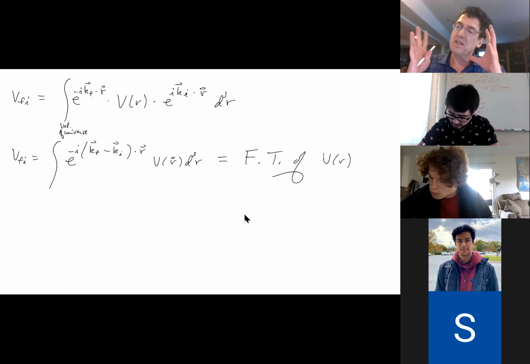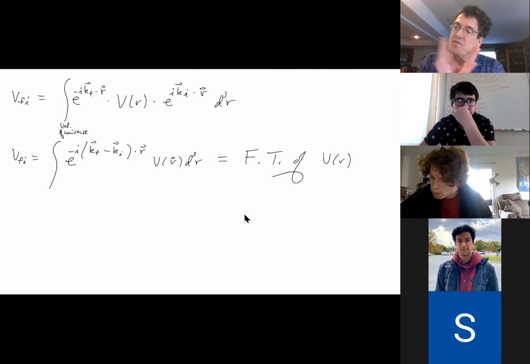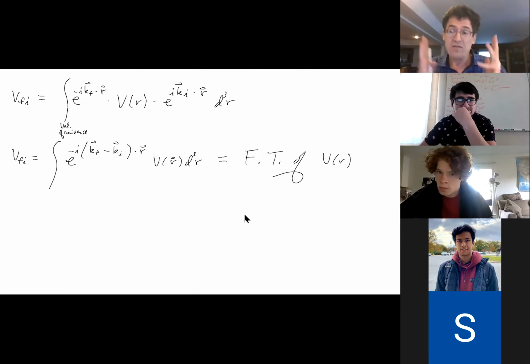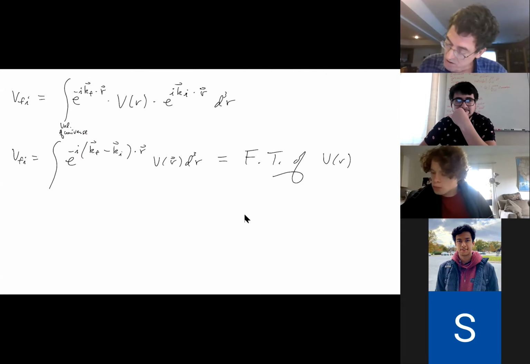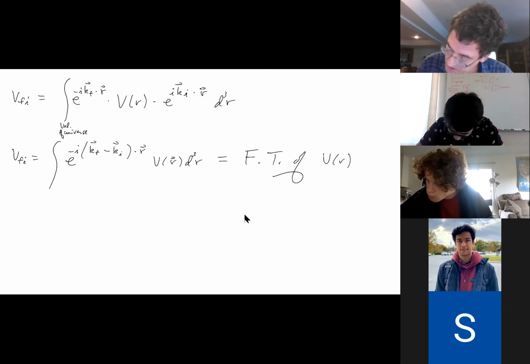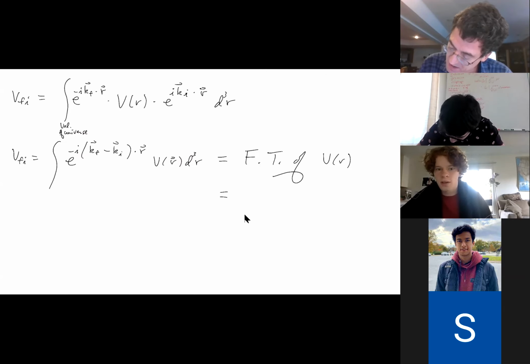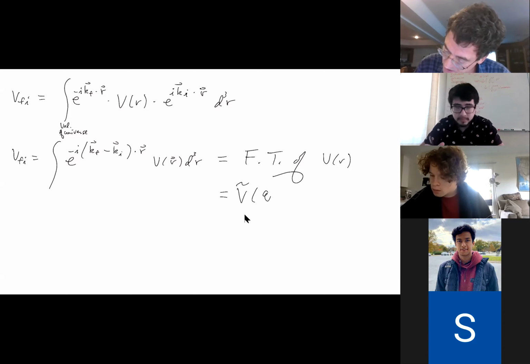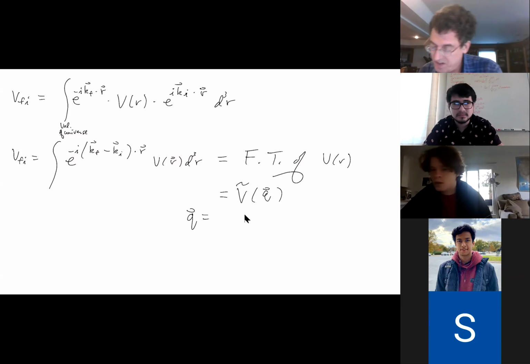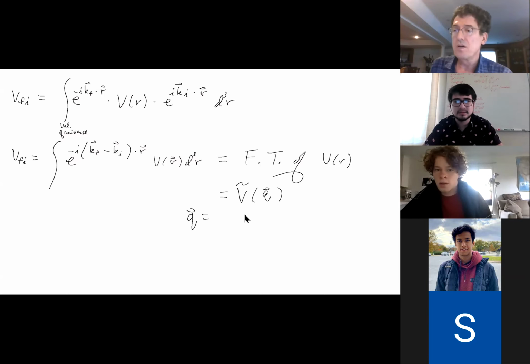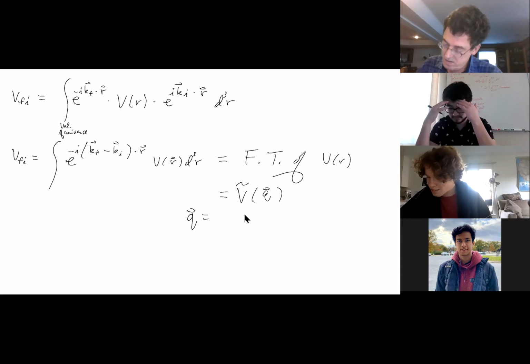So we're taking the potential and we're taking the Fourier transform. And the Fourier transform takes us into momentum space. Using the language of Fourier transforms, I can call it V twiddle of Q, where Q is equal to what? Can someone tell me? What does Q equal? Kf minus Ki. That's right.